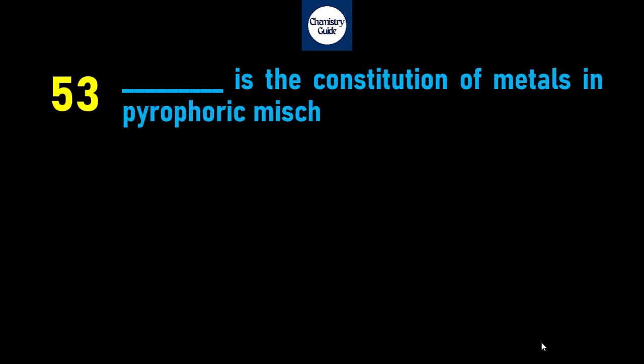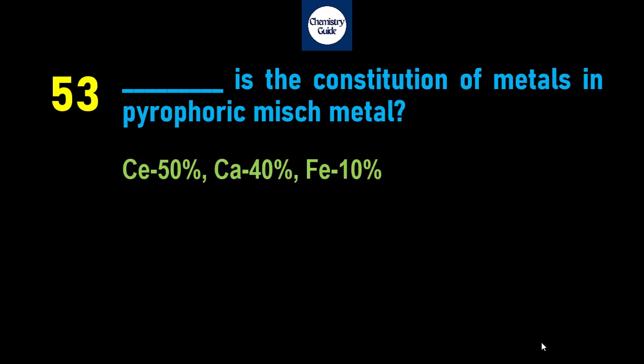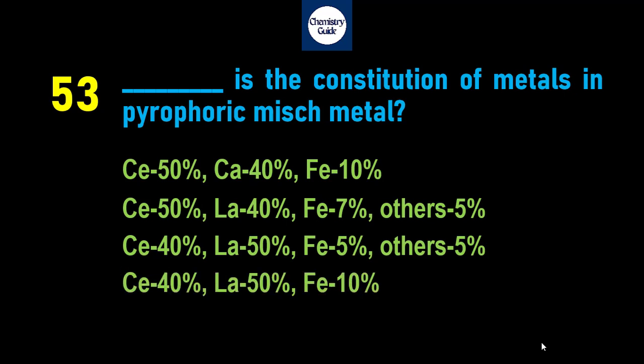MCQ number 53: dash is the constitution of metals in pyrophoric mixed metals. We have already discussed this. The pyrophoric mixed metal contains 50% cerium, 40% lanthanum, 7% iron, and other constituents are 5%.